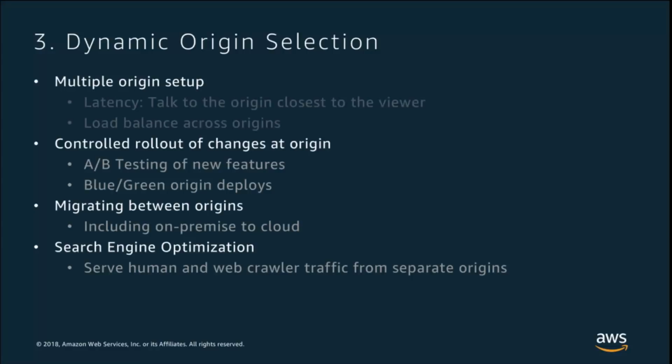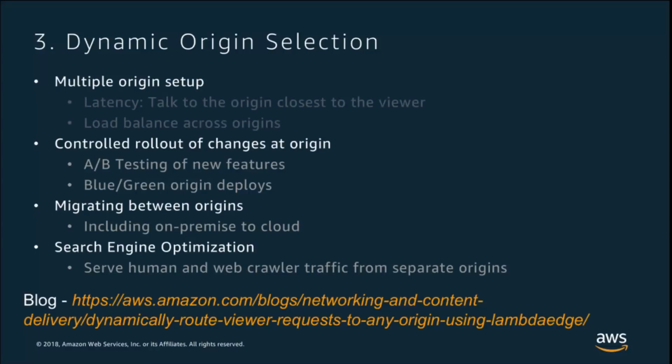Another bucket of use cases is dynamic origin selection. So this is pretty powerful. This essentially gives you the ability to route your request to any origin in the backend dynamically, in line with the request. For example, a use case here would be you have multiple origins. So you could have origins in different AWS regions, so different S3 buckets in different regions. And you might want to send the request to the S3 region that's closest to the viewer from a latency standpoint, or you might want to load balance across regions.